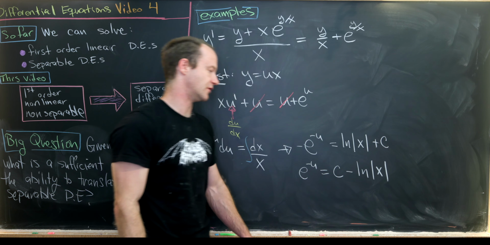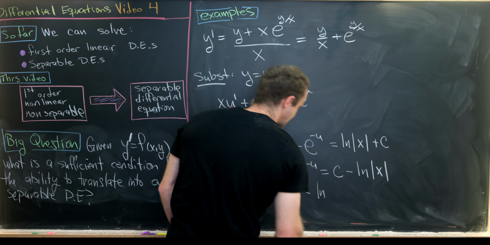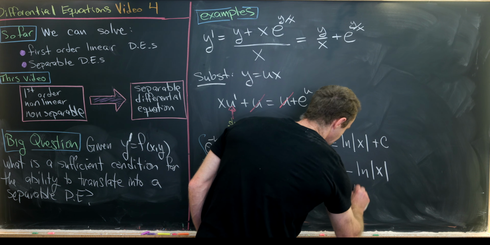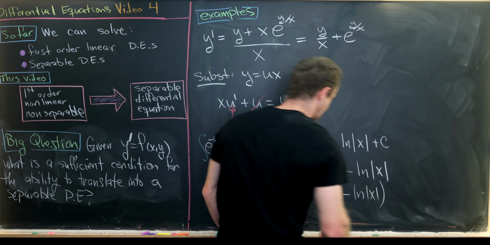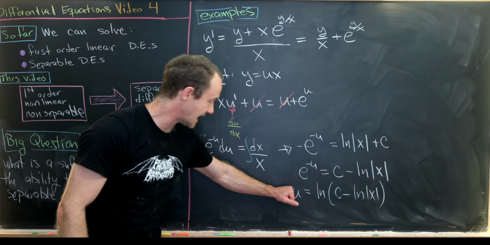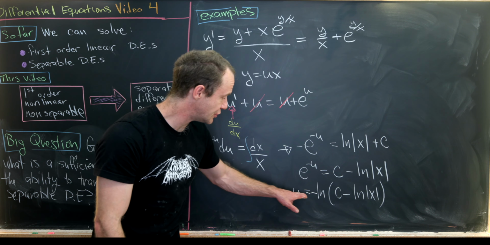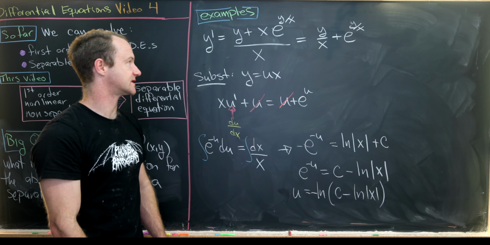Now I can take the log of both sides. That'll leave me with minus u equals the natural log of c minus the natural log of the absolute value of x. And then finally we can negate to bring a minus sign over here. And we have u equals minus the natural log of that stuff.